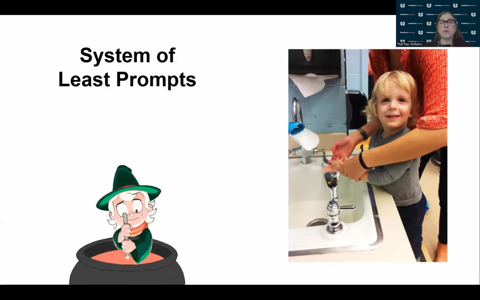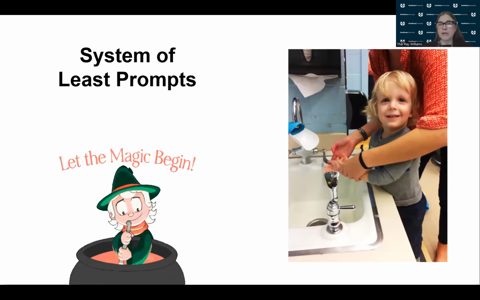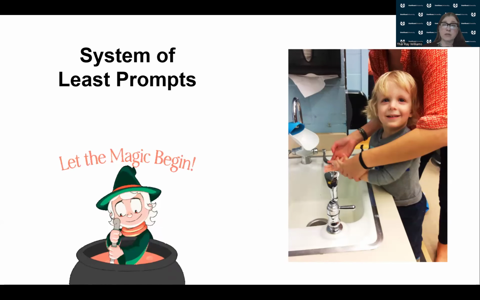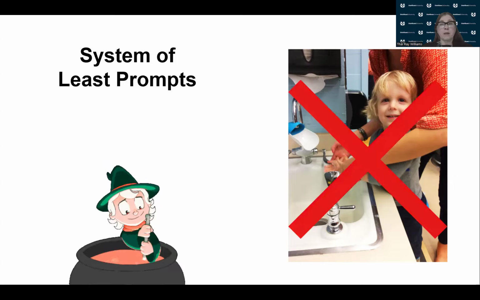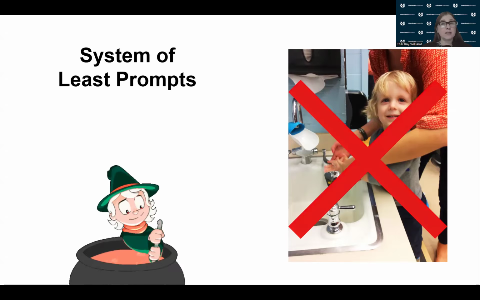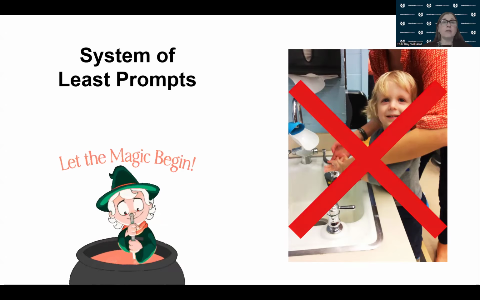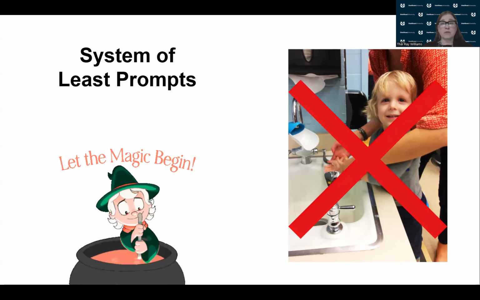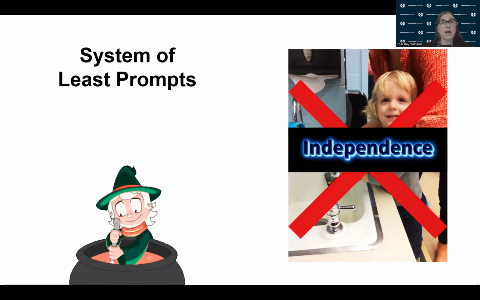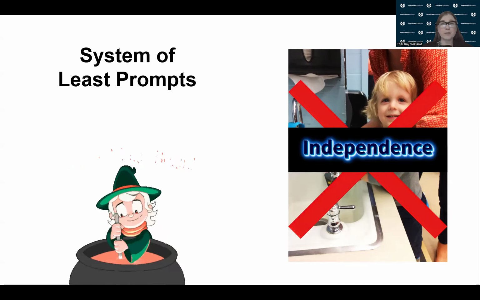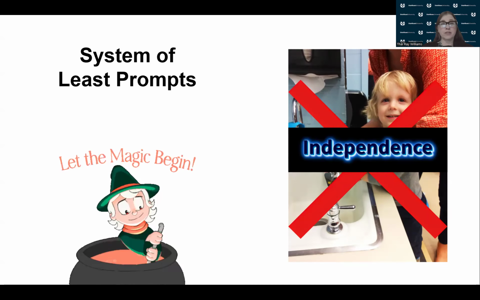We also don't want adults who are performing tasks or skills for students rather than directly teaching those skills and the student learning them. Because in this case, this little fella is not learning a thing. Again, the adult is performing the skill for him. However, one of the reasons we will be using the system of least prompts is because ultimately our goal for our students is independence. The system of least prompts is one of those wonderful instructional strategies that helps our students become more independent.